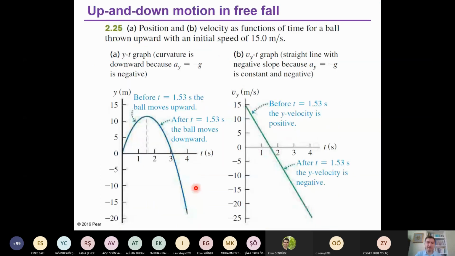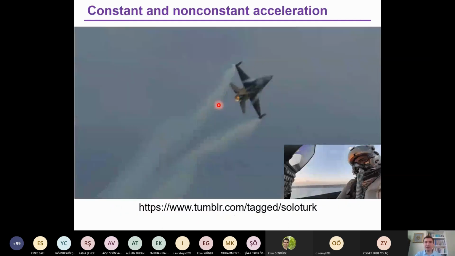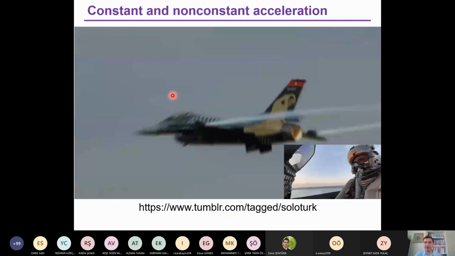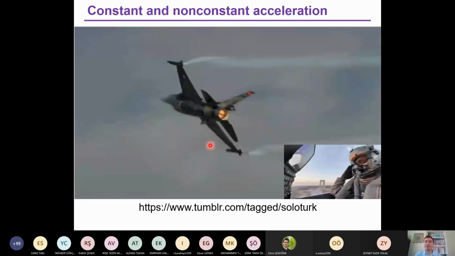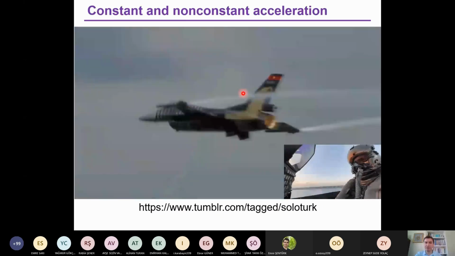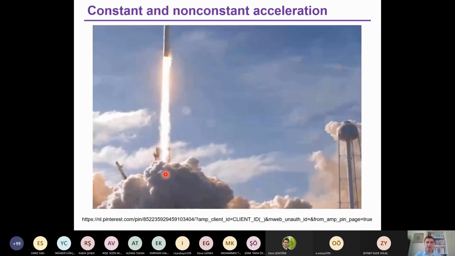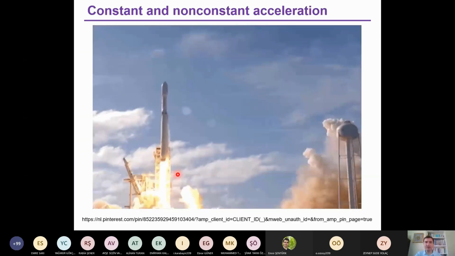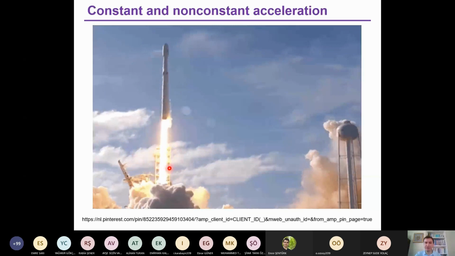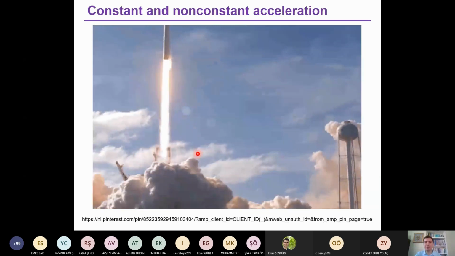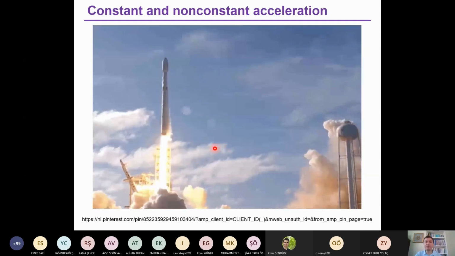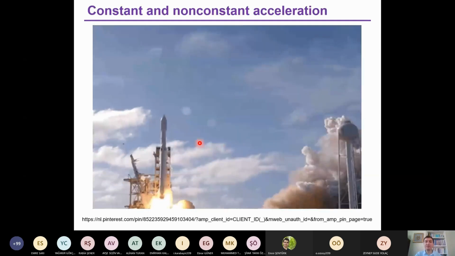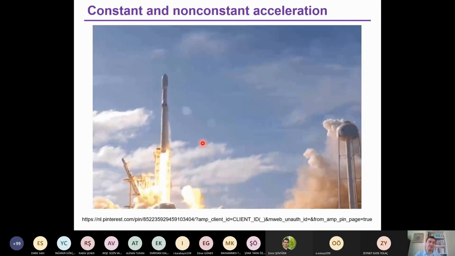I can give you one application example. As I have discussed at the beginning of my lecture, this has non-constant acceleration. So this fighter jet has non-constant acceleration. Here in the Falcon Heavy, it also has non-constant acceleration. For this type of situation, you have to use the equations for the velocity and position with non-constant acceleration.